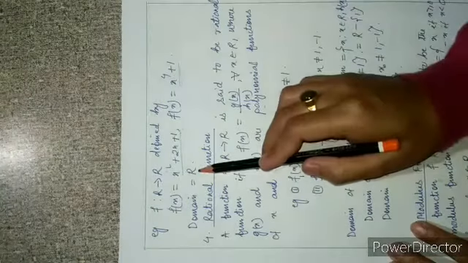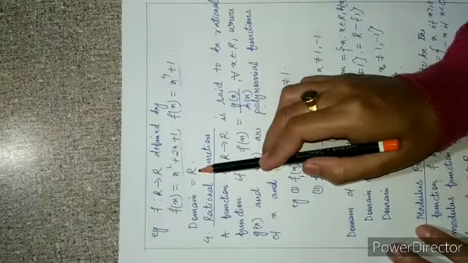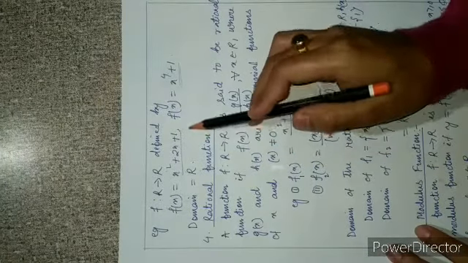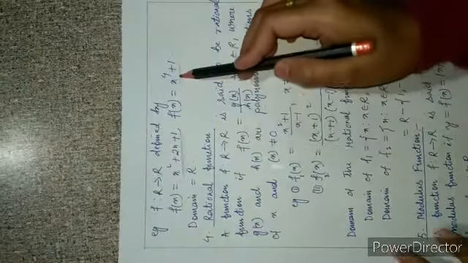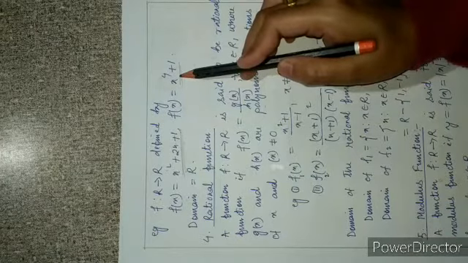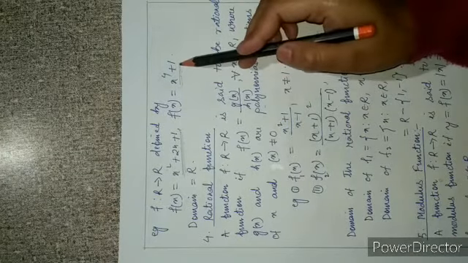The domain of the polynomial function is the set of real numbers, and the range of the function depends on the nature of the polynomials.